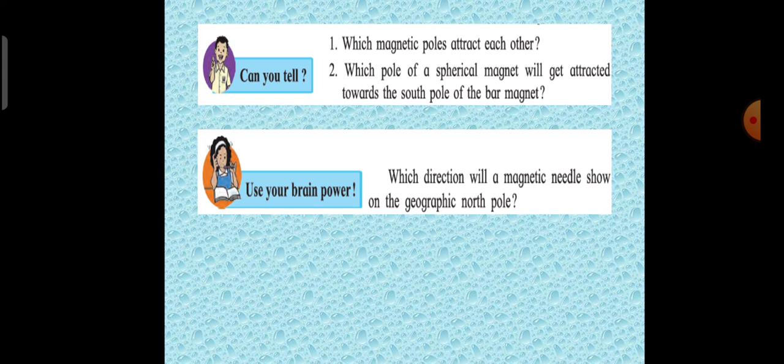Use your brain power. Which direction will a magnetic needle show on the geographic north pole? Think about it. The magnetic lines of force of the Earth's magnet are tangential to the ground at both the poles of the Earth. Therefore, the magnetic needle that can freely rotate would settle nearly vertical. That means it would settle nearly perpendicular to the ground. Its north pole would be towards the ground and south pole would be in the upward direction.